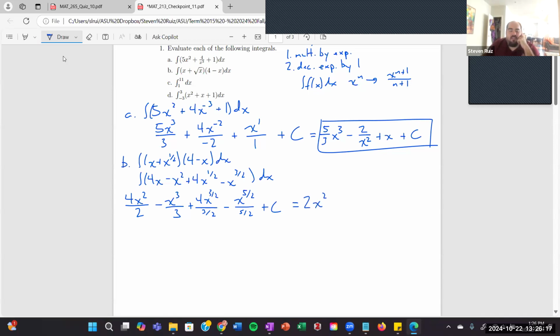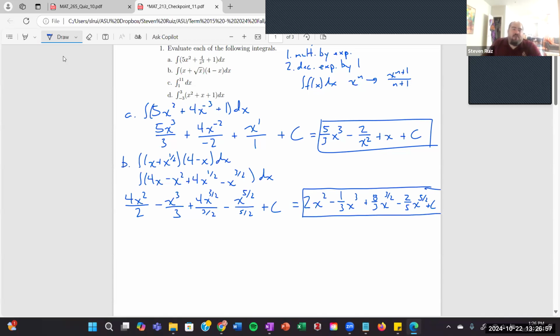First one simplifies nicely. 2x squared minus a third x cubed. 4 divided by 3/2 is the same as 4 times 2/3. What is 4 times 2/3? That's 6 over 3. So that's, no, it's not. 4 times 2/3 is 8/3. So plus 8/3 times x to the 3/2. And then minus 2/5 x to the 5/2 plus c. So that is probably about as simplified as I'm going to get for part B.